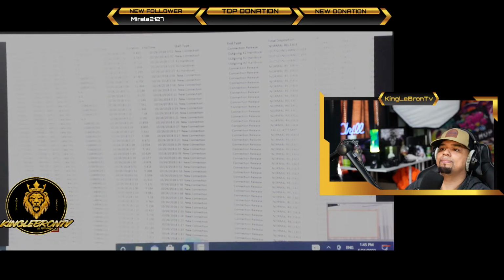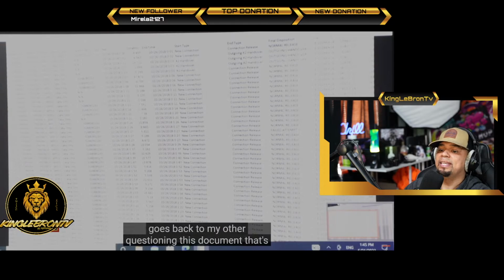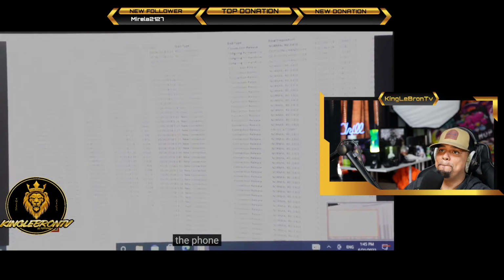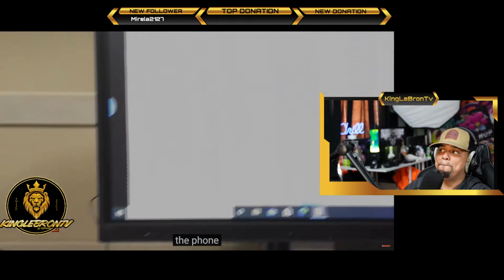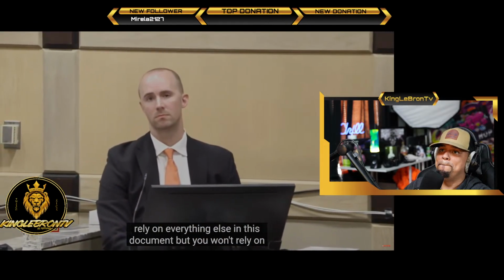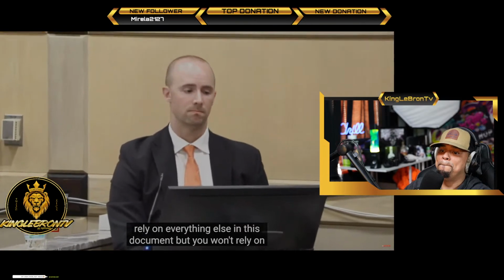So, and it goes back to my other questioning. This document that's produced from T-Mobile, from their engineer, your engineering report, says that T-Mobile can tell you if a phone is outside, inside. So, why do you rely on everything else in this document, but you won't rely on that column?